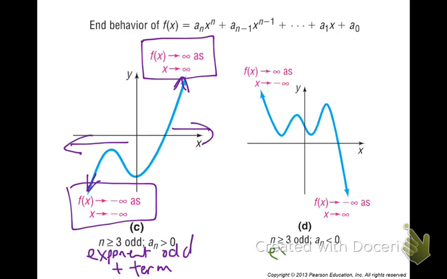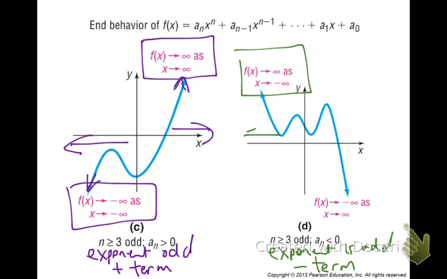And then again, your exponent is odd, but this time you have a negative term. Here are your two end behaviors. Up here, as x is going to negative infinity, where's your y going? It's going up to positive infinity. And then down here, as your x is going to positive infinity, where is your y going? It's going to negative infinity. So there are all four of your end behaviors.